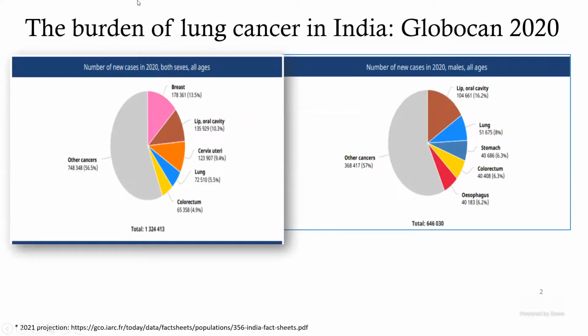So we know that lung cancer is increasing every day, every year, every month. You can see the GLOBOCAN 2020 data: in the overall population, lung cancer was about 5.5%, but in males, it was the second most common cancer after head and neck cancer, with an incidence of about 8% in India.